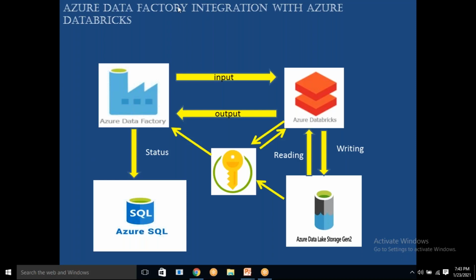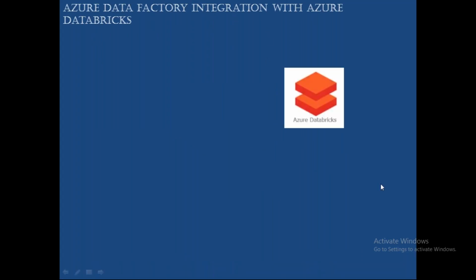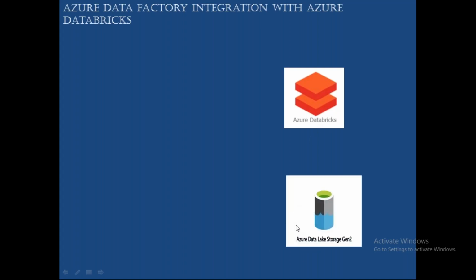What you need to understand is Azure Data Factory integration with Azure Databricks. I have an Azure Databricks. First I need to connect to the data lake storage Gen 2 for reading the data. I don't want to hard code any credentials. You know how you can get the application ID, directory ID, and secret from app registration, isn't it? Those secrets I need in Azure Databricks to connect to the data lake storage Gen 2.